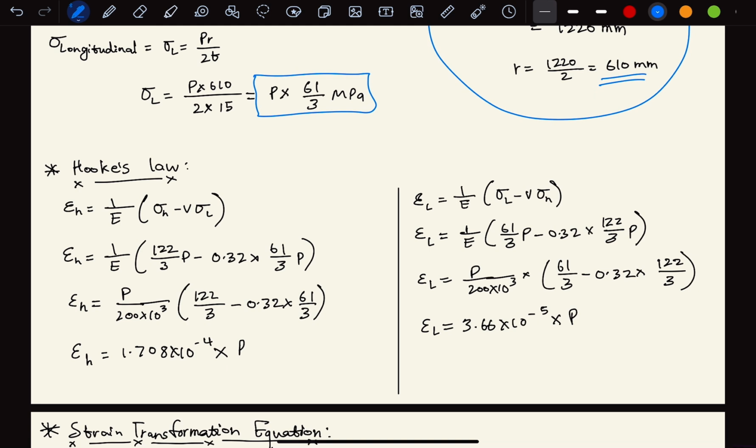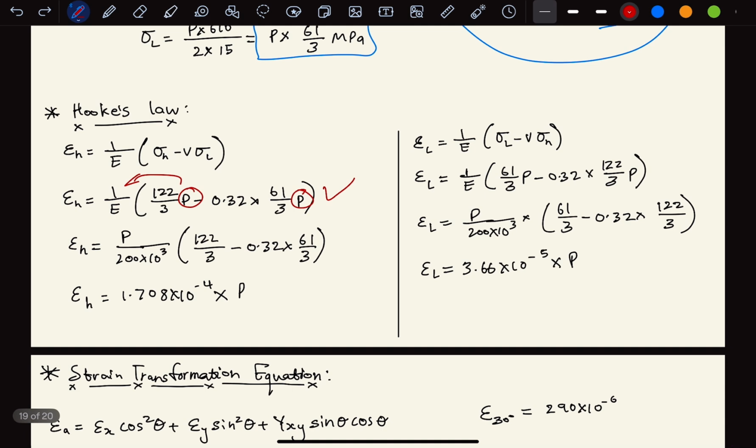So firstly, let's determine for the hoop stress. To determine the strain for the hoop stress, we have this formula given, and by substituting we already know the values of these things. So by substituting their values, we will be getting this equation. And now we don't know the value of P, so P will be taken outside of the equation as a common factor. And when you substitute the values and calculate it, you will be getting the hoop strain equation as 1.708 times 10 raised to minus 4 times P.